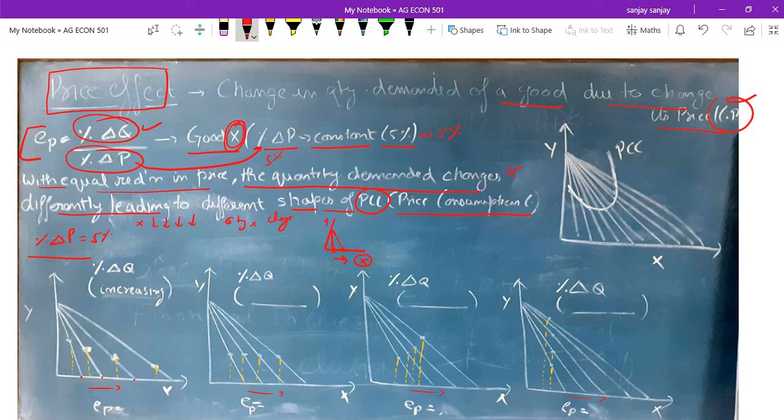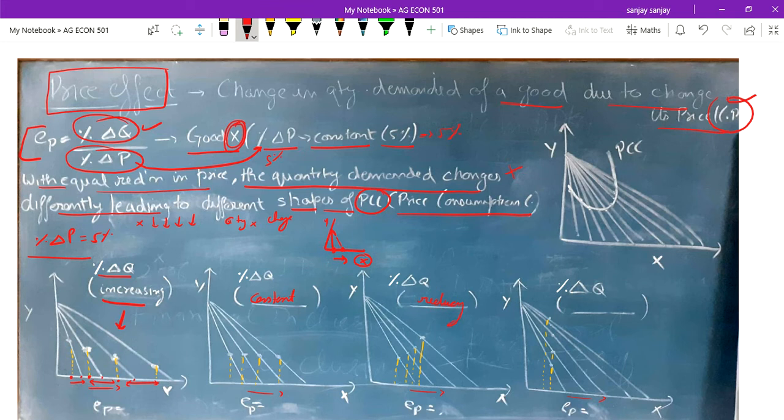As you can see, the percentage change in quantity: earlier this much change was there at first, when the price reduced by 5%, then it again reduced by 5% and the change increased, then it again reduced by 5% and the change increased more. So this percentage change in quantity is increasing here, and in this graph you can see it is constant, and in this graph you can see it is reducing.